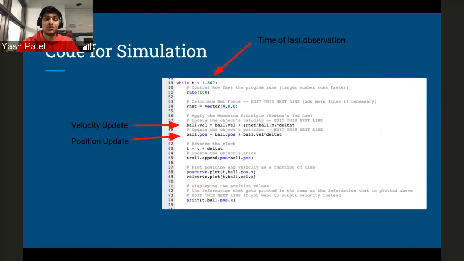This was the code for the actual simulation. I used a while loop, and I set it to run while time was less than 1.367 seconds, because that was the time of my last observation. I also included the velocity update formula and the position update formula so that a graph could be made using those formulas.